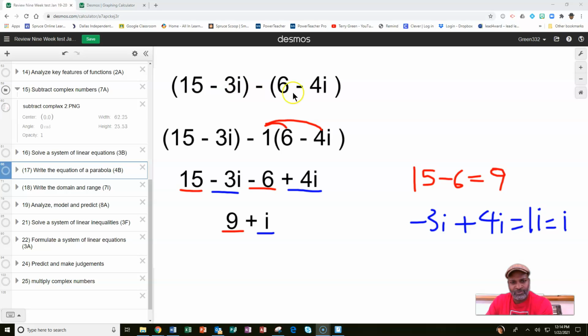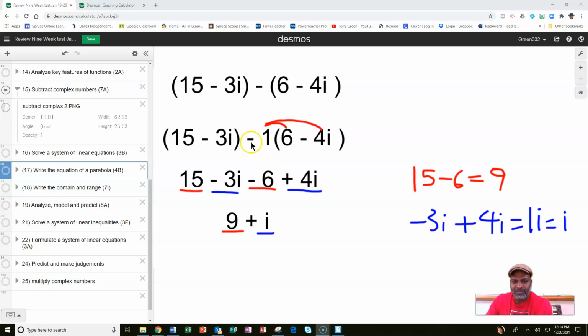So we have the original problem. I'll insert a 1 right after the subtraction sign. Then I distribute -1 to each one of these terms. What is -1 times 6? It's -6.